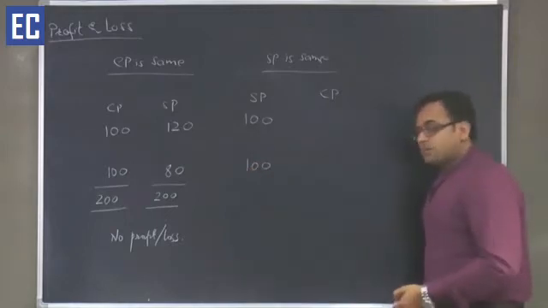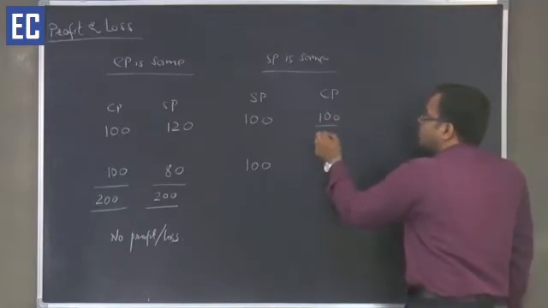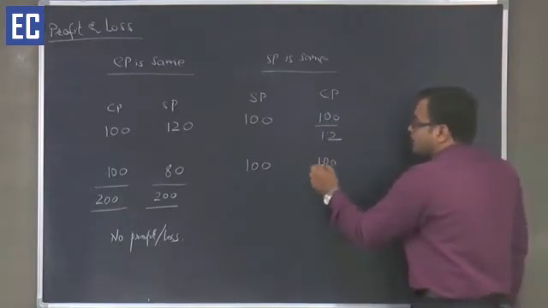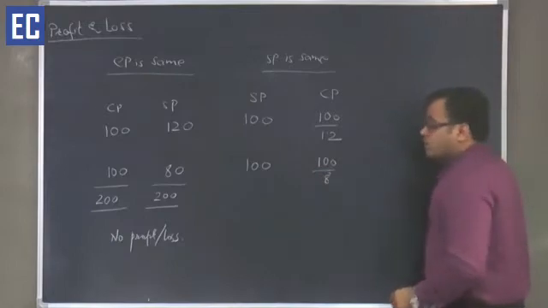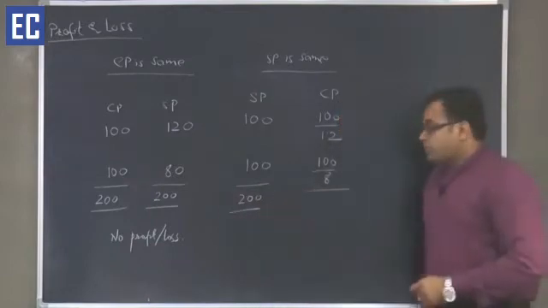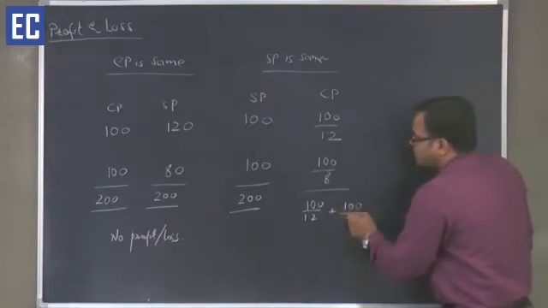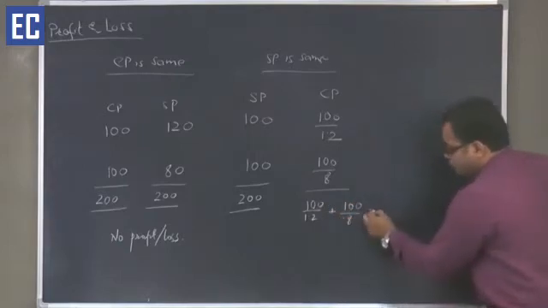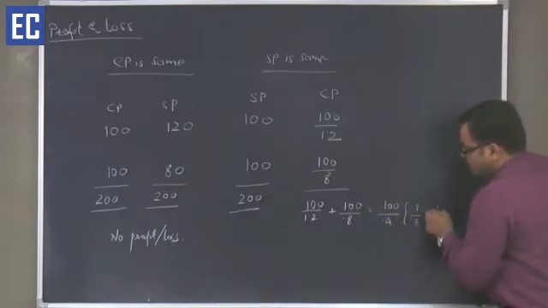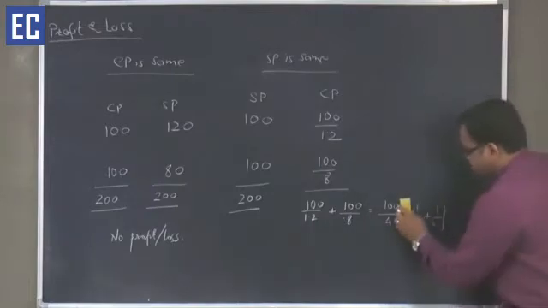If there is a profit of 20% at selling at rupees 100, then the cost price will be 100 upon 1.2. Similarly, if there is a loss of 20%, then the cost price will be 100 upon 0.8. On the whole, 100 plus 100, my total selling price is 200. So then on the whole, I will get 100 upon 1.2 plus 100 upon 0.8, which will be equal to 100 upon 0.4 into 1 by 3 plus 1 upon 2. This is 3 plus 2, 5 upon 6, 5 upon 6.